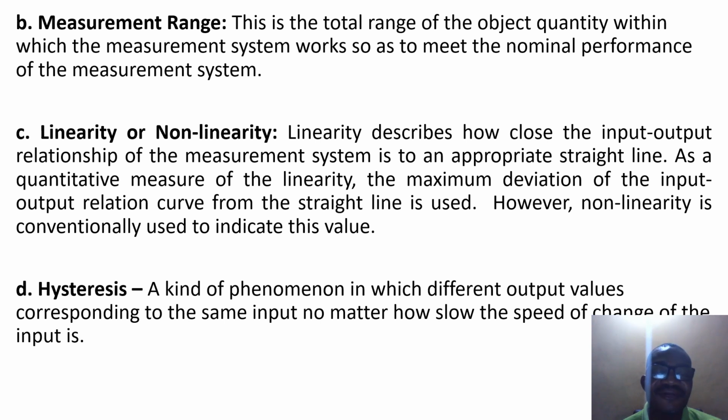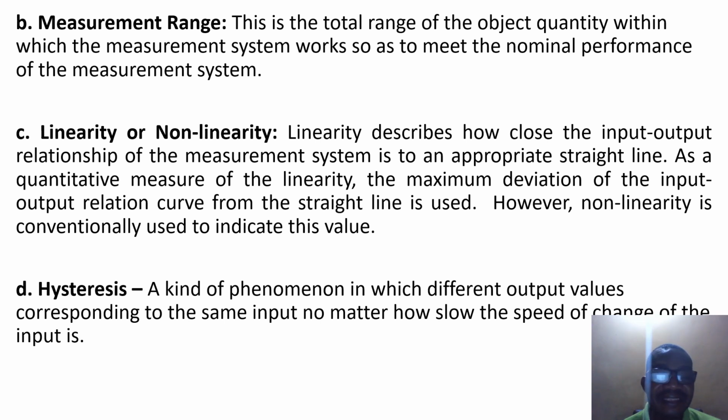Then linearity or non-linearity. Linearity describes how close the input-output relationship of the measurement system is to an appropriate straight line. When you plot a graph and you get the values as a straight line, we say it is linear. But if the values do not give you a straight line, then it is non-linear. As a quantitative measure of the linearity, the maximum deviation of the input-output relation curve from the straight line is used. However, non-linearity is conventionally used to indicate this value.